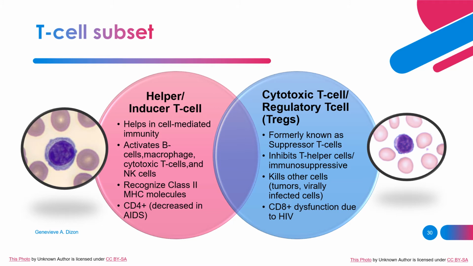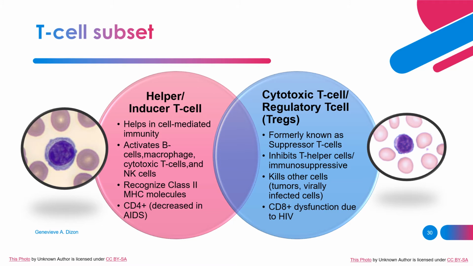They recognize class II MHC molecules. Another name for helper T cell is also CD4 cell, and these CD4 cells or helper T cells are the main target for HIV. That's why a decreased amount of CD4 cells may be seen in AIDS.